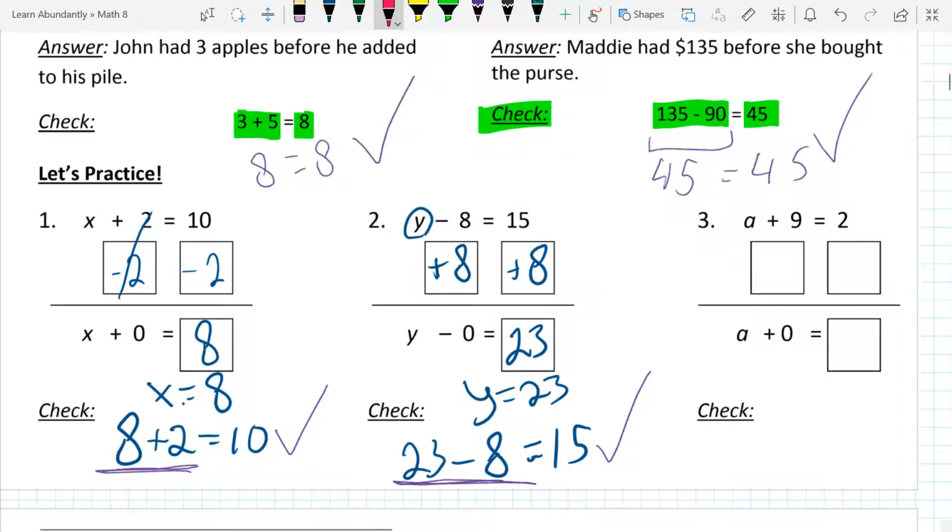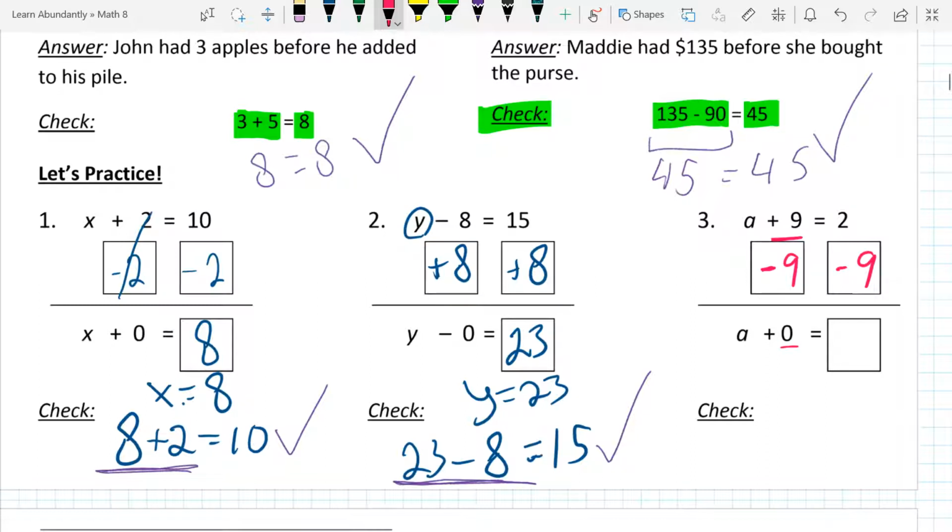a plus 9. So if I want to do the inverse of plus 9, I subtract 9. And I have to do it to both sides. So every time you'll notice we're doing it to both sides of that equation. The 9 and the negative 9 cancel out. 9 minus 9 is 0.